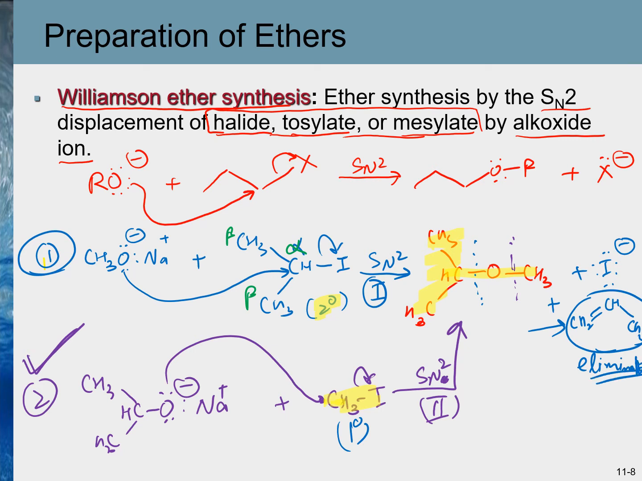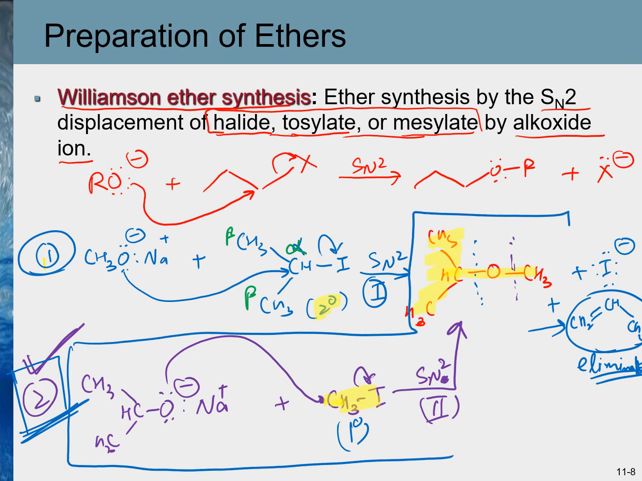No such possibility exists in number two reaction because there are no beta carbons, so elimination is not a possible outcome. So therefore, the preferred reaction is the number two reaction. So whenever we plan Williamson ether synthesis, we always take the substrate as a primary substrate, and the alkoxide ion can be secondary alkoxide or tertiary or bulky, so that doesn't matter.